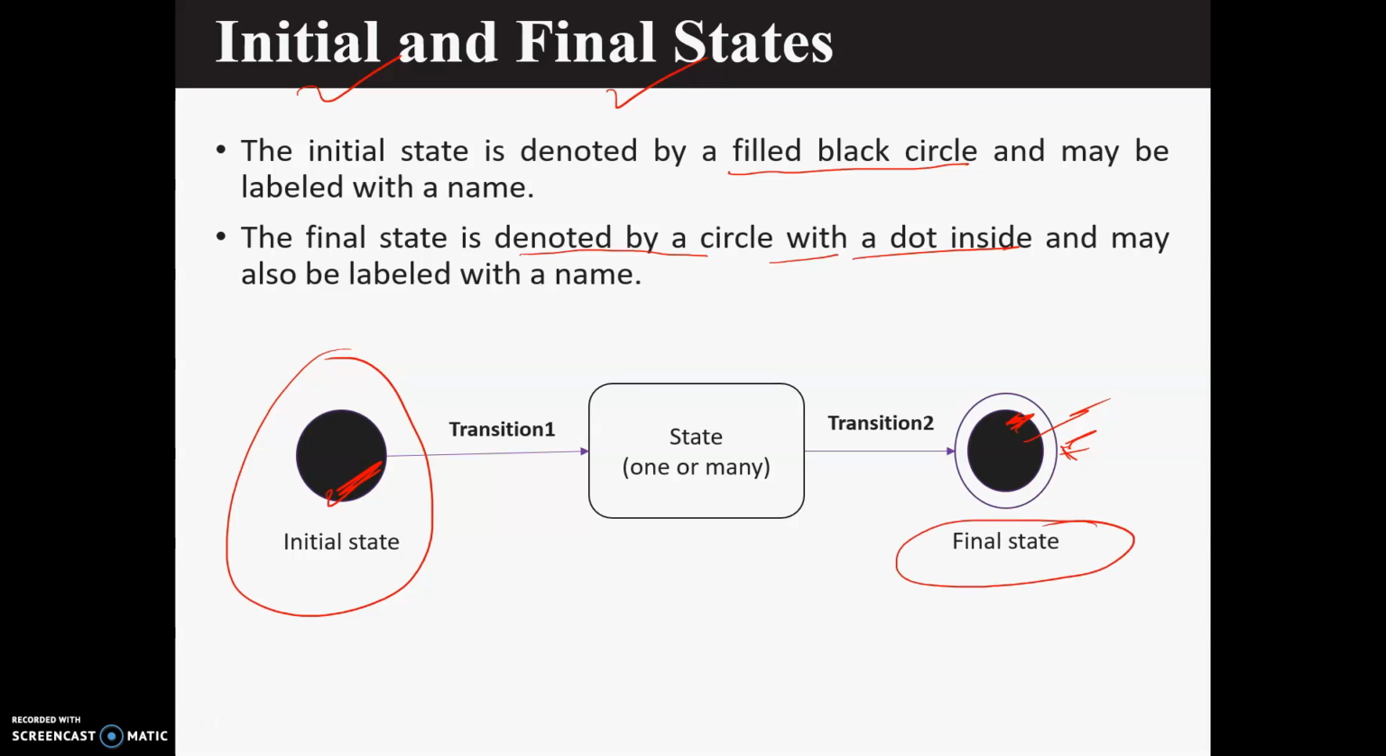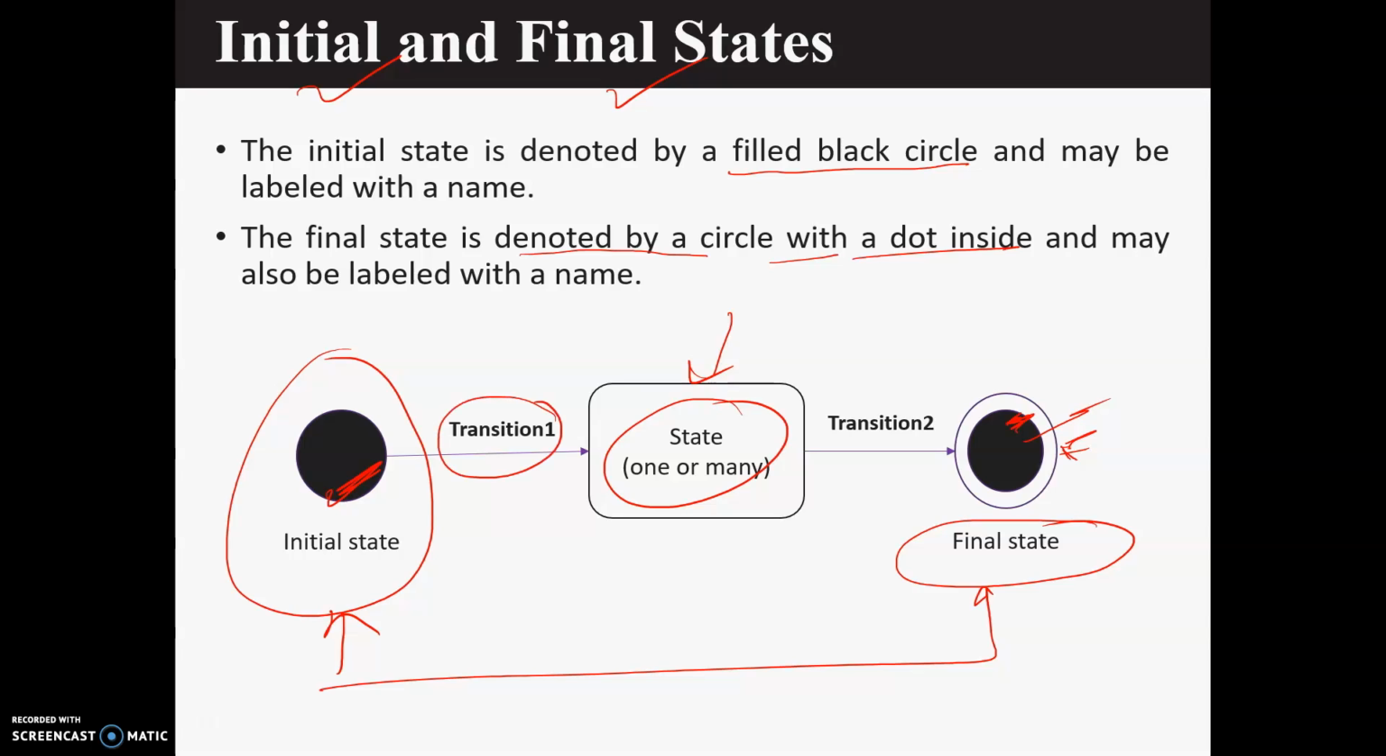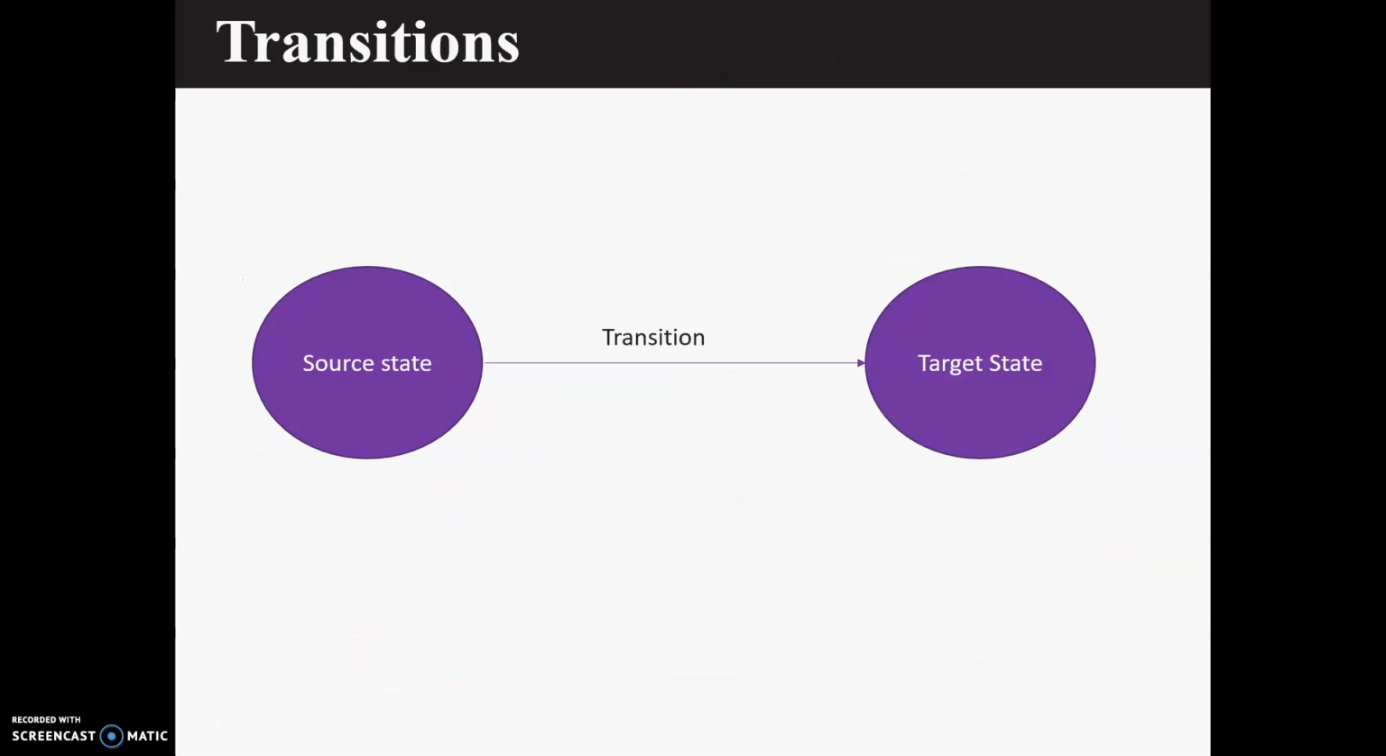If you want to reach from the initial state to the final state, and you have some states in between, then you need to perform some actions or transitions, and transitions are represented using an arrow. It is explained in the next slide. So this is my source state, this is the target state, and if I want to reach from the source state to the target state, then I need to perform some action or transition.